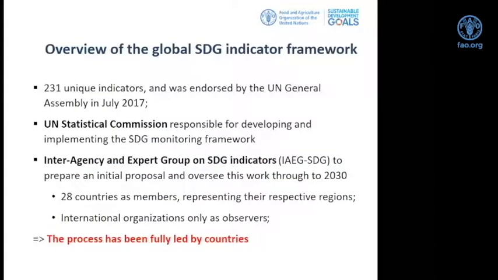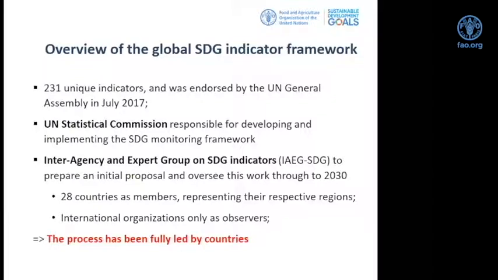So let me start by giving you an overarching or holistic overview of the global indicator framework and the process adopted by the United Nations for putting it in place at the national, regional, and global level. The global indicator framework comprises 231 unique indicators and was endorsed by the United Nations General Assembly in July 2017. Now, in order to oversee and manage this process, the United Nations Statistical Commission was made responsible for development and implementation of the SDG monitoring framework. And in addition, an interagency and expert group on sustainable development goals, that is IAEG-SDG, was constituted to prepare initial proposals on the methodology and to oversee this work until 2030.